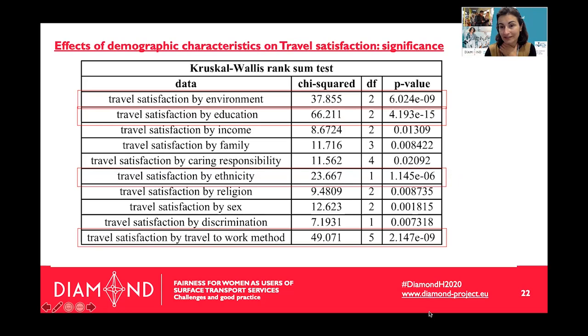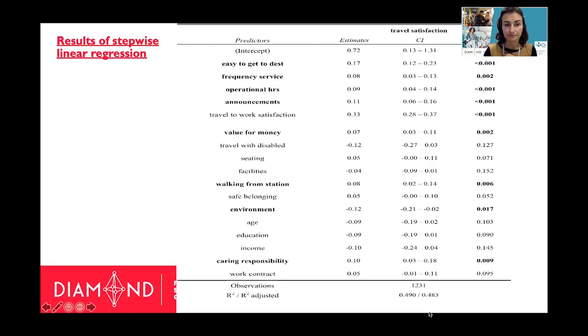Education: the more educated the responders were, the less satisfied they seemed to be. And ethnicity, which is probably related to other aspects. Ethnicity, unfortunately: people who are out-group seem to be less satisfied with the level of services.